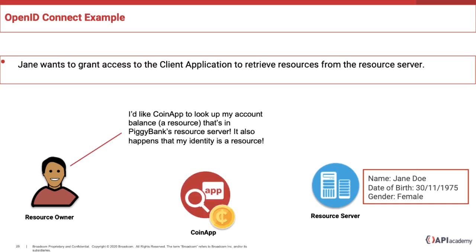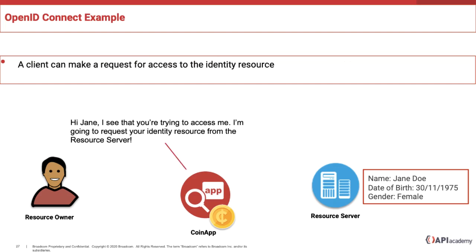In our example, the end user, or Jane, wishes to access the client application, or CoinApp, to view resources that are stored in the resource server. Note that the process of requesting the information resources and identity resources can occur simultaneously. The client application is configured to ask for specific information, also known as claims, from the end user as part of authentication.